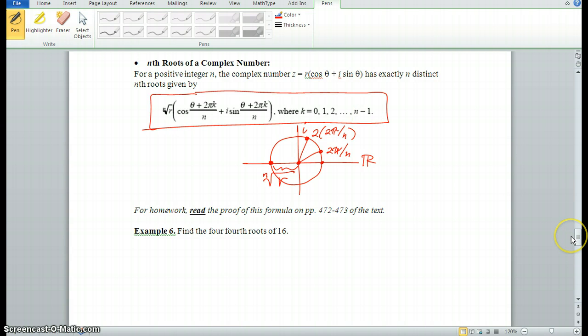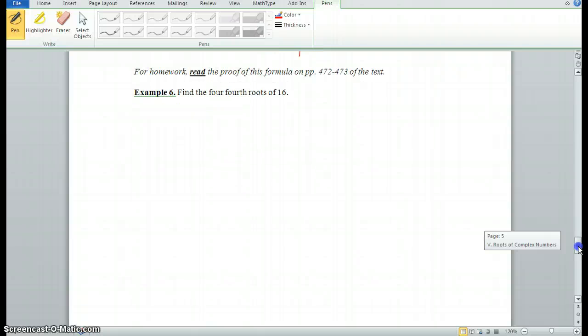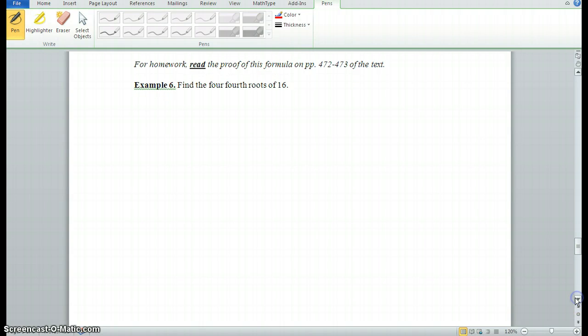For homework, I do ask that you read the proof of this formula on page 472 through 473 in your textbook, just to kind of get an idea of what this particular formula entails and where it comes from. The derivation is very interesting. It might help in your understanding, even more so.